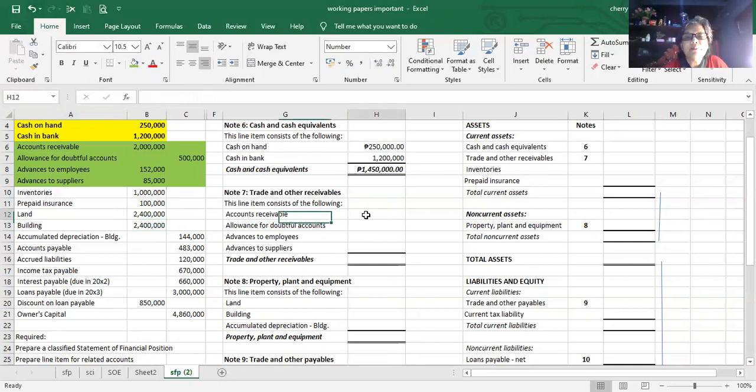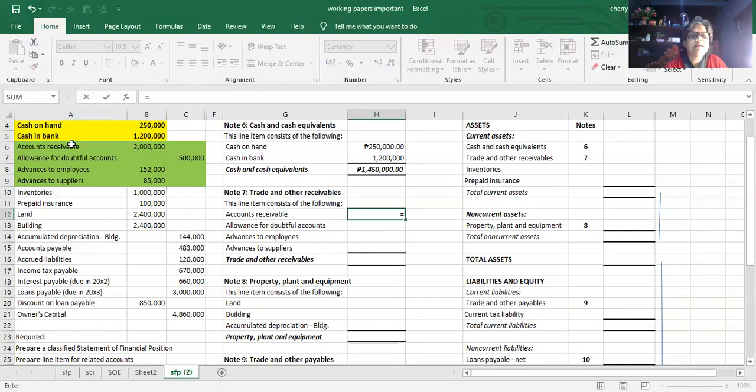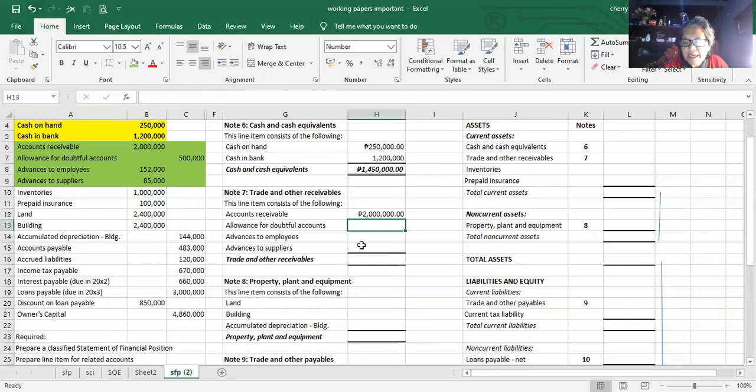So accounts receivable equals 2 million. Click and enter. And then the allowance for doubtful accounts, we're going to deduct it. So we press the equal sign and then negative, and then go to 500,000. Click and enter. So that will become negative 500,000. How about advances to employees?